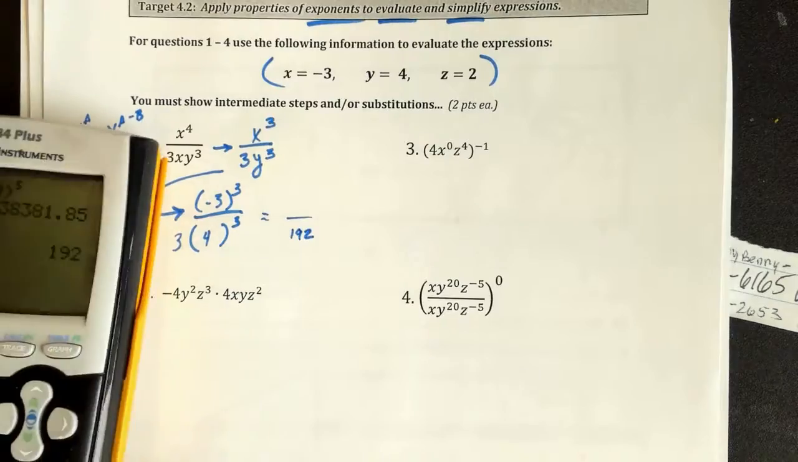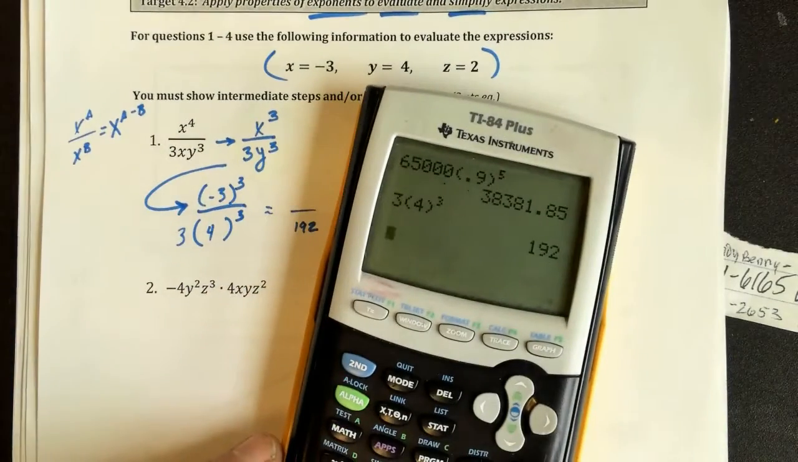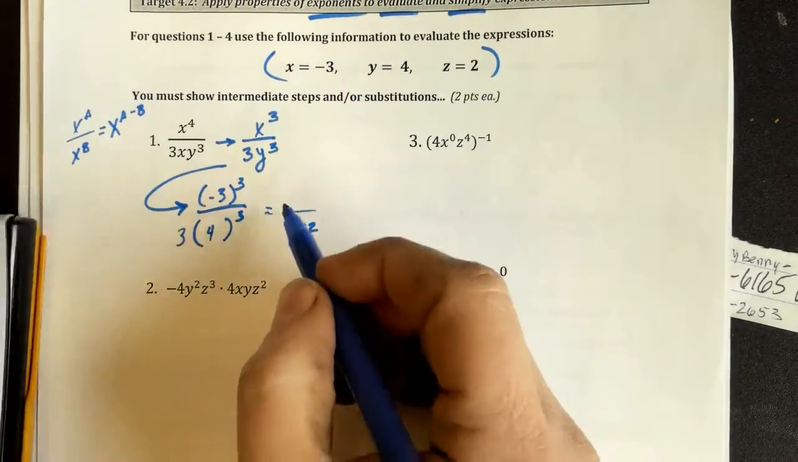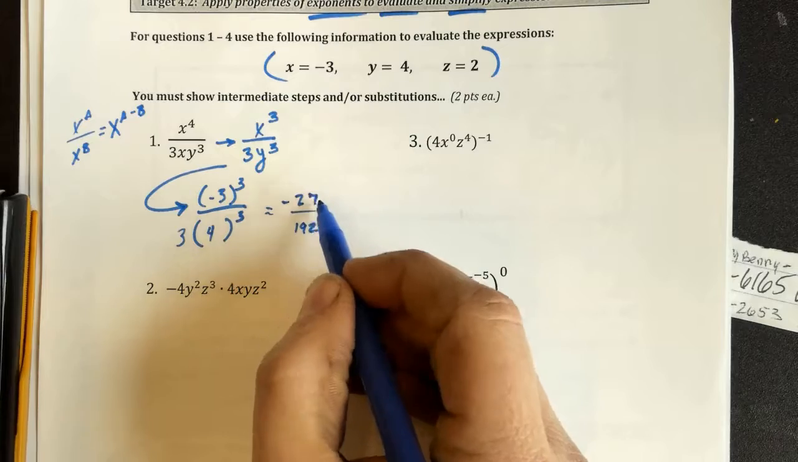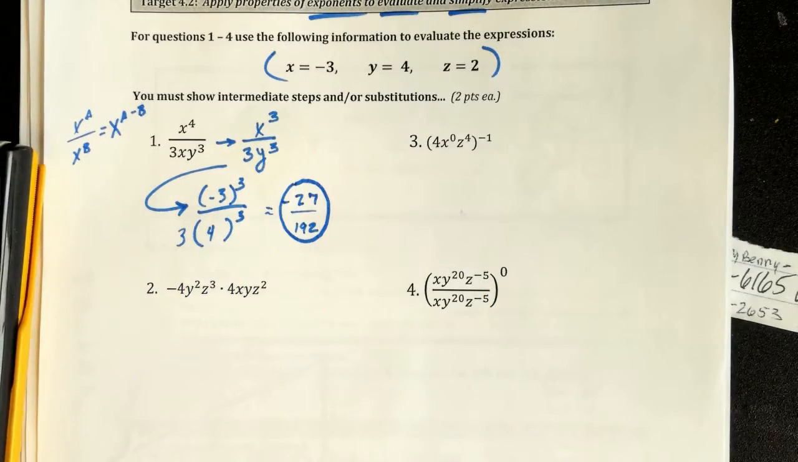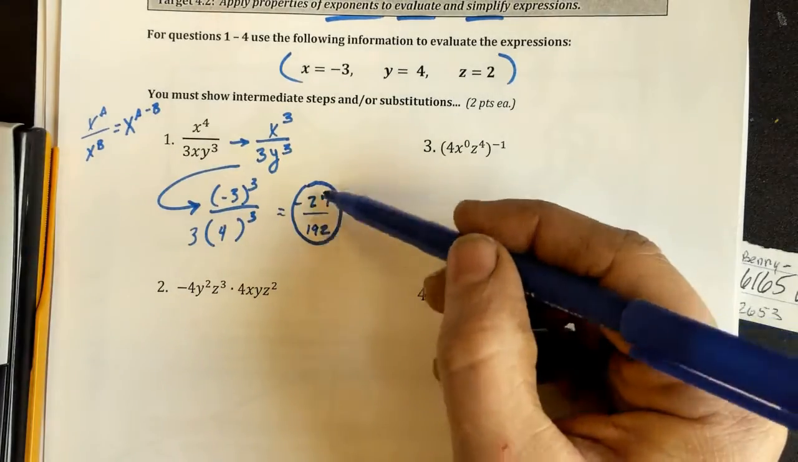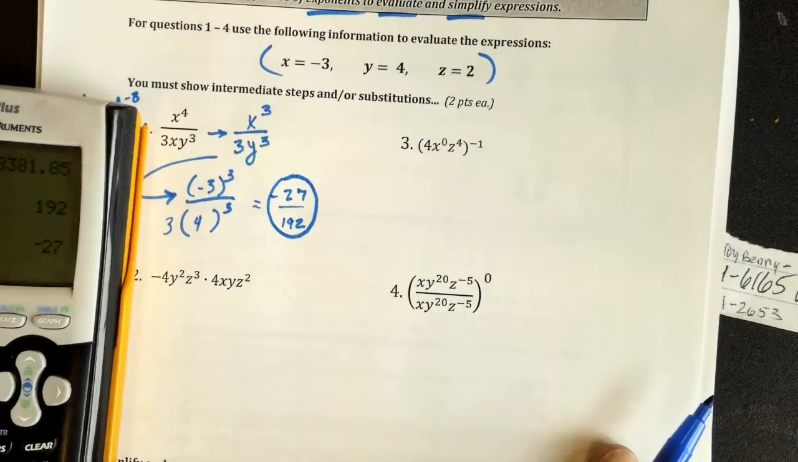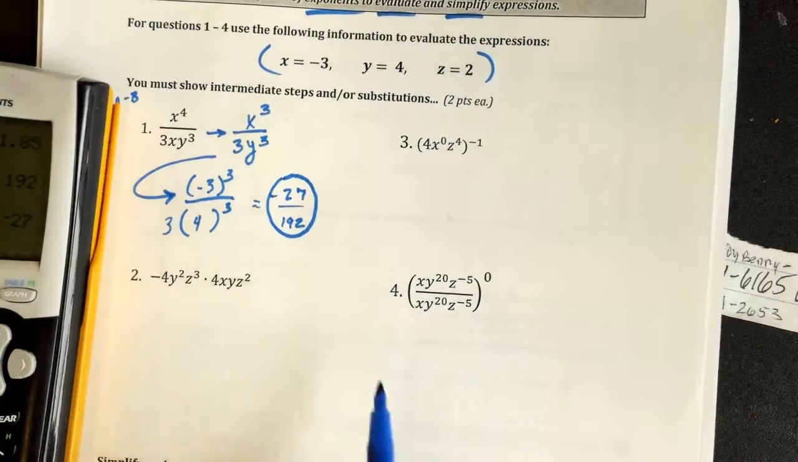For the numerator, you've got negative 3 to the third power. Remember to use the parentheses or you won't get the right answer. That's negative 27, and that's our final answer. If this would divide evenly, we could take it one more step, but it's not. It's going to be an approximate decimal, so we'll just leave it like that.